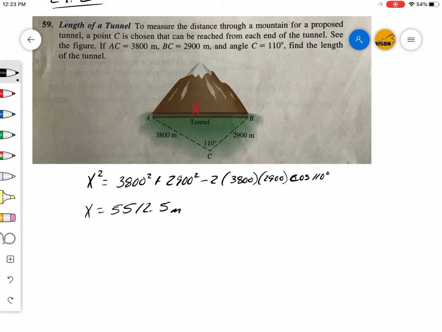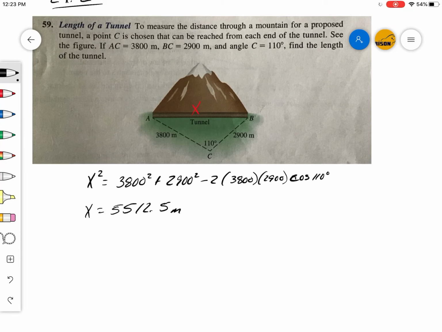Now, the rounding on this one gets a little weird because the two originals are rounded to the nearest hundreds, so technically you could round this to like 5500 if you wanted to. You could round it to 5512 or 5513. I'm not interested in that. It doesn't matter to me. As long as you get to this point, you've got it figured out, and the rounding will become apparent whenever it's necessary.